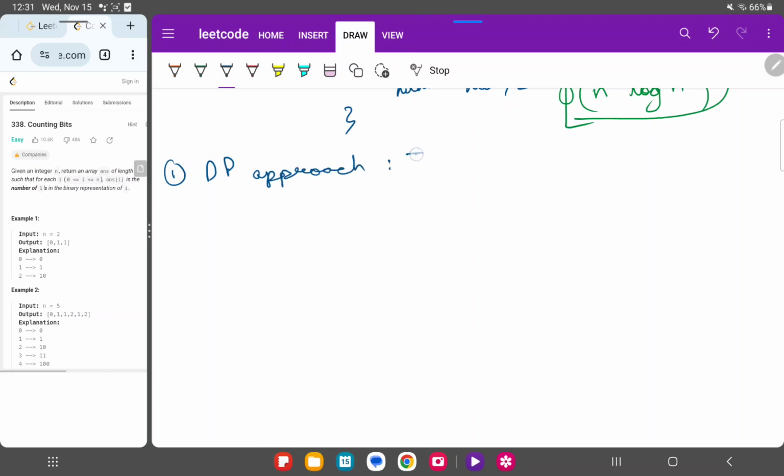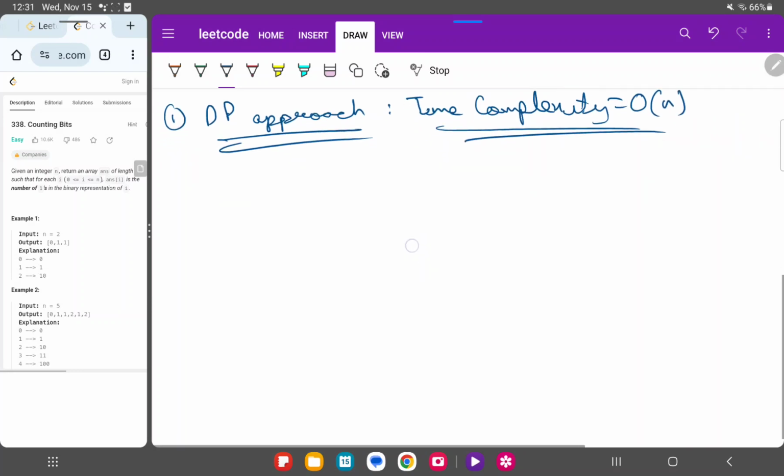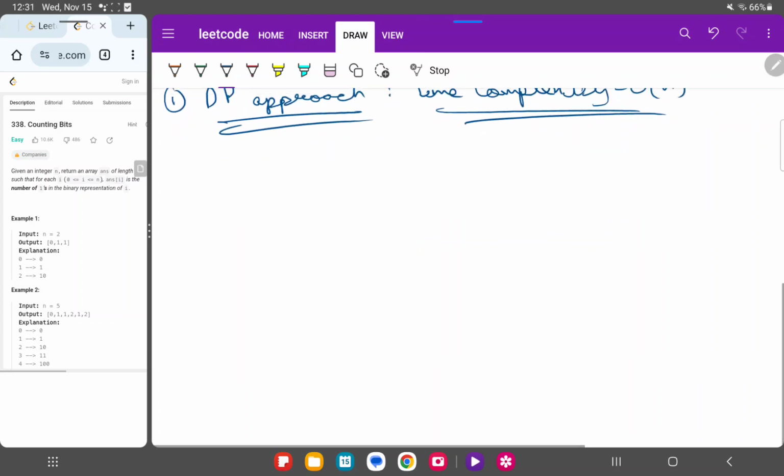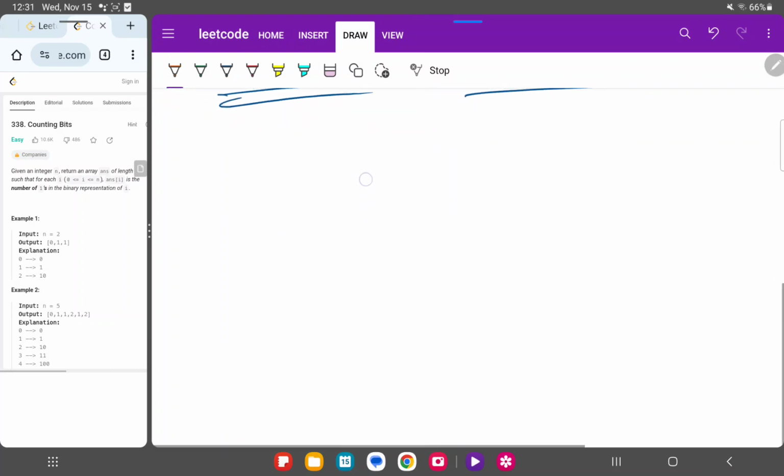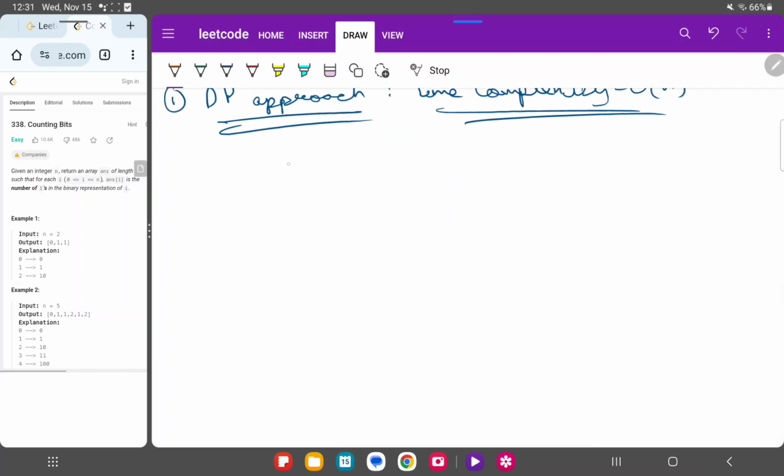The time complexity for this is O of n. So what is the approach? The approach is simply using previously calculated values to get the new values. So previous values, the number of ones computed for earlier numbers, to get the number of ones in the new number. Let's say we have a table where the first column is the number, the second column is the binary representation of that number, and the third column is the count of ones in that binary representation.